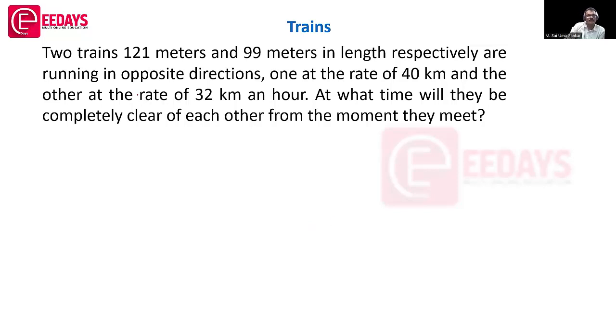Next question. Two trains of length 121 meters and 99 meters respectively are running in opposite directions. Both are moving in the opposite direction, one at a speed of 40 kilometers per hour and the other at 36 kilometers per hour. At what time will they completely clear each other from the moment they meet?